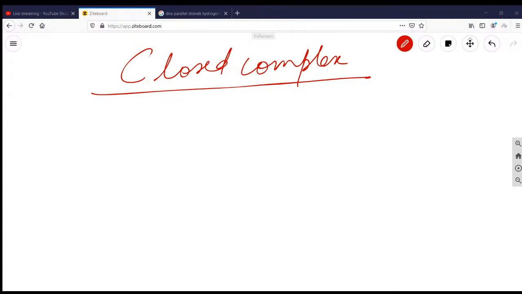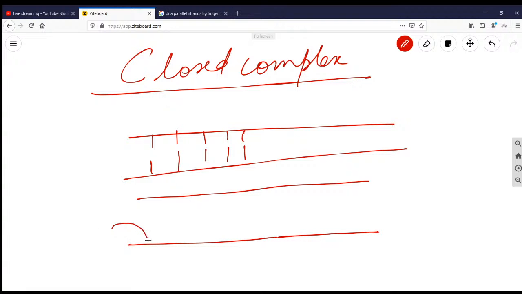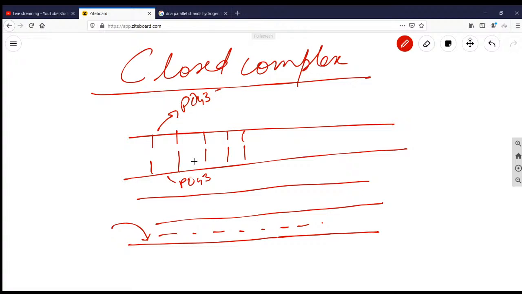In closed complex, the DNA remains in the duplex state. It hasn't been denatured. If this remains duplex, then unless this is denatured and becomes single stranded, RNA polymerase cannot read this template strand and make the daughter strand, right? So it needs to be denatured first, because this side is the phosphate backbone. You cannot go for reading from this side. RNA polymerase will not read from that side, because that's the phosphate backbone. This side is the base.